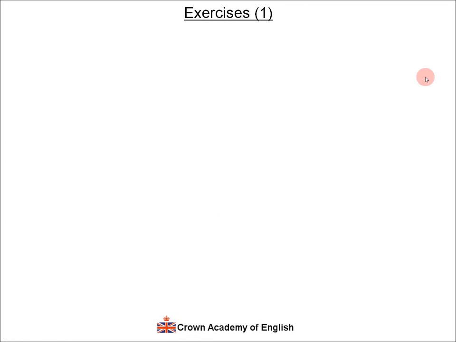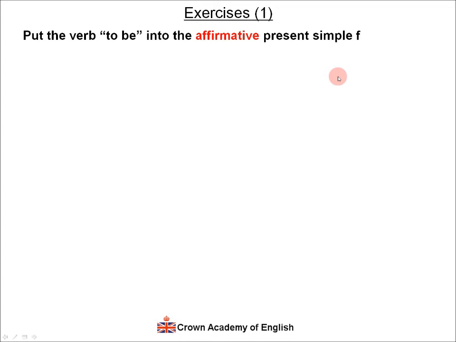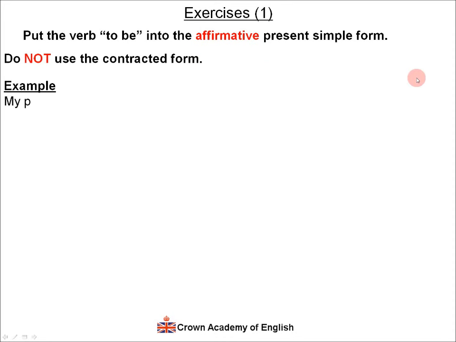Let's look at some exercises. Put the verb to be into the affirmative present simple form. Do not use the contracted form. So I want you to use the full form. Example. So this is the question. So the answer is, my parents are kind. So this is the verb to be in the third person plural. They are kind. My parents are kind.